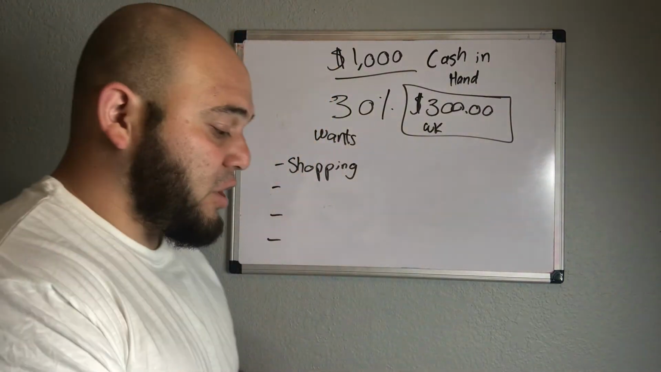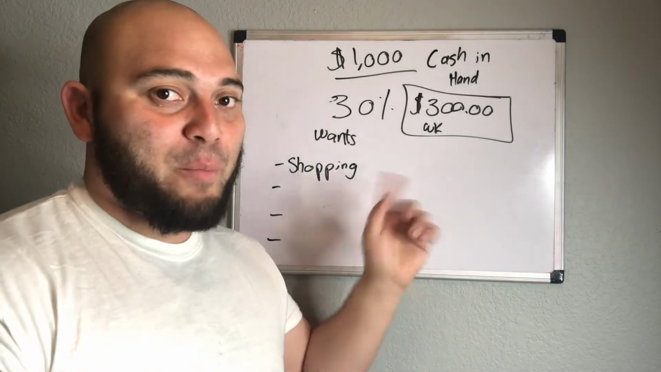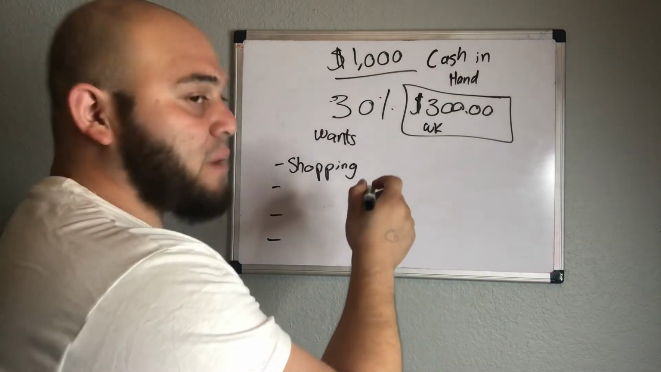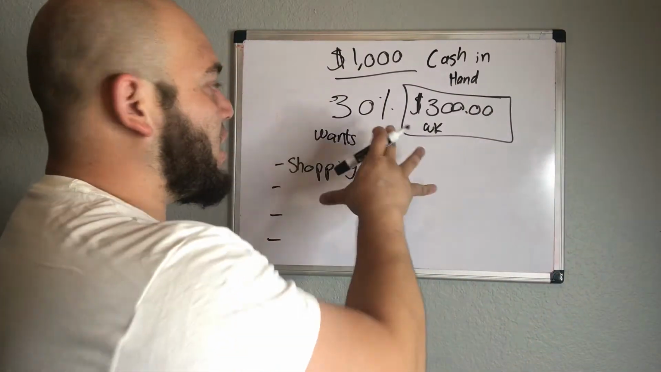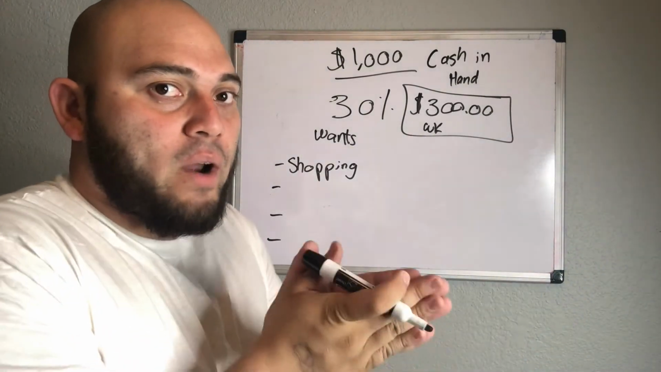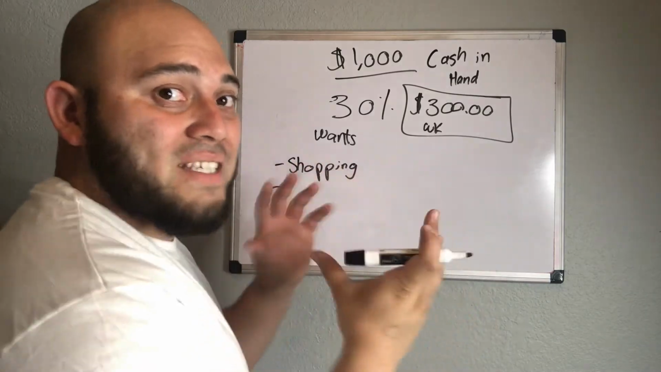All right, so here's where a lot of Americans, a lot of people make that mistake. They overspend on their needs, but it's really their wants. All right, and here's where a lot of people mess up. So I kind of want to help you guys know what exactly is a want.